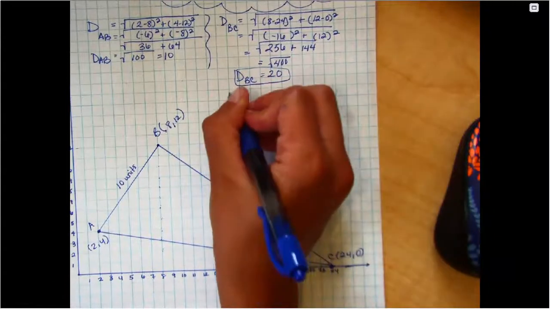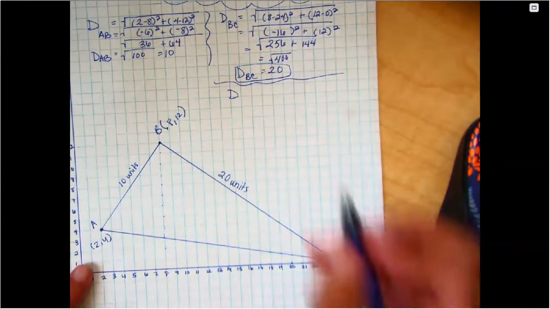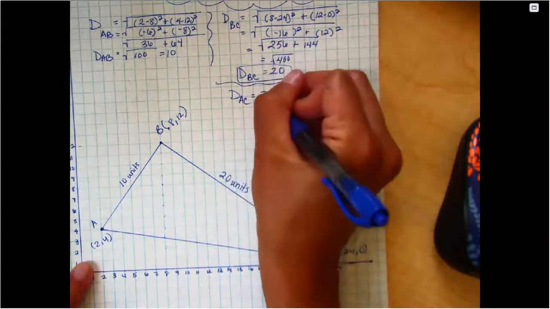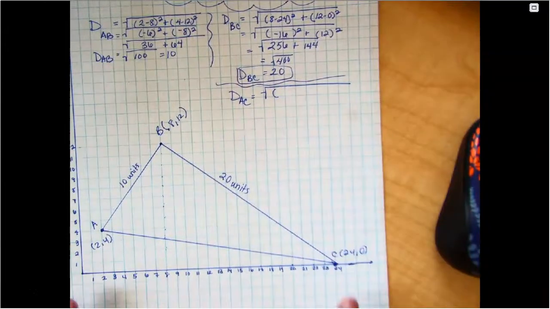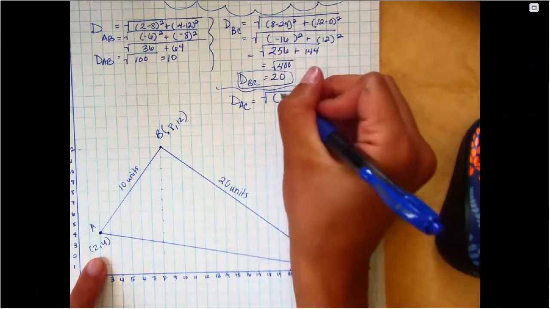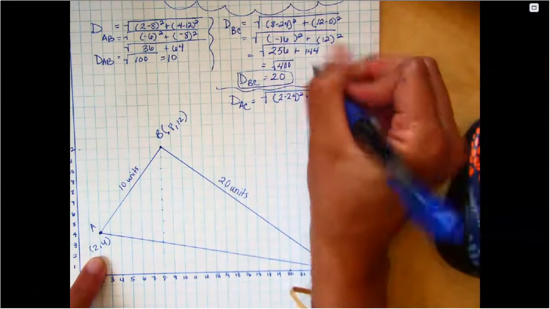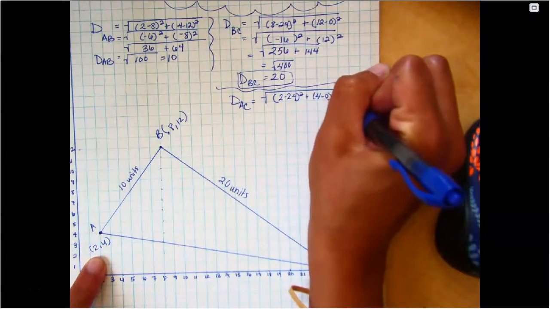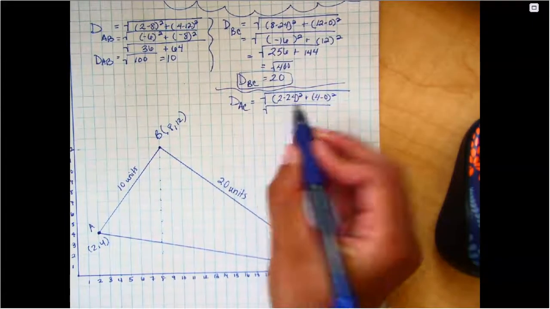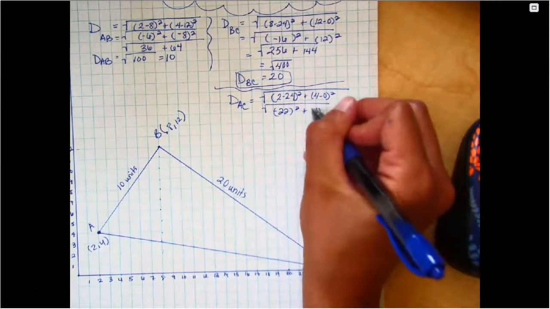So we're going to do the distance formula 1 more time so we can figure out this length here. So the distance from A to C. All right, differences of the x's. 2 minus 24 squared plus 4 minus 0 squared. Differences of the y's. This is going to be negative 22 squared plus 4 squared.